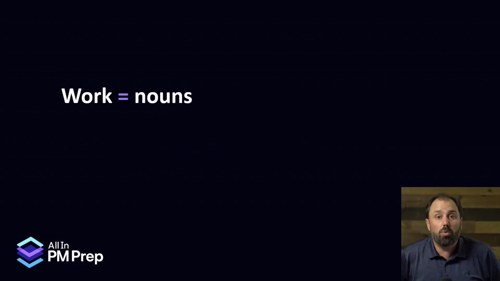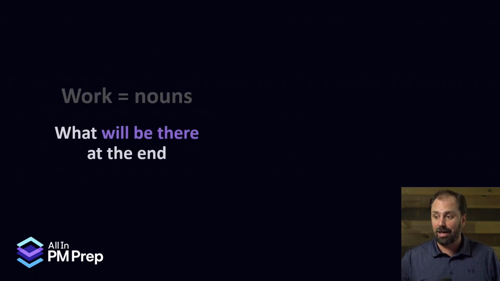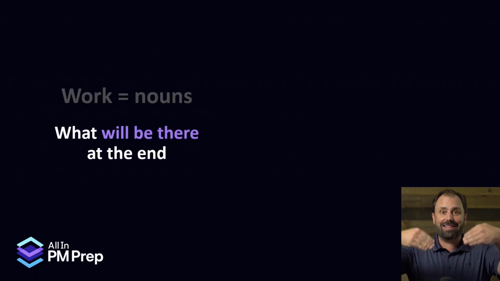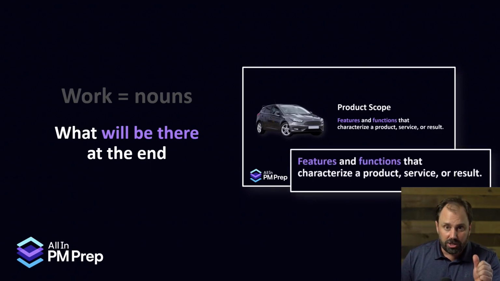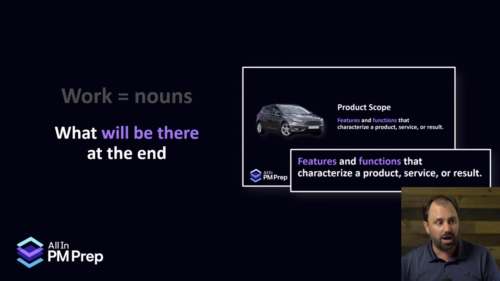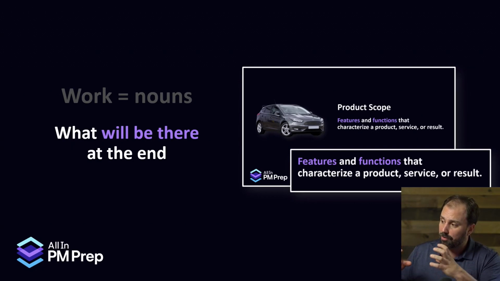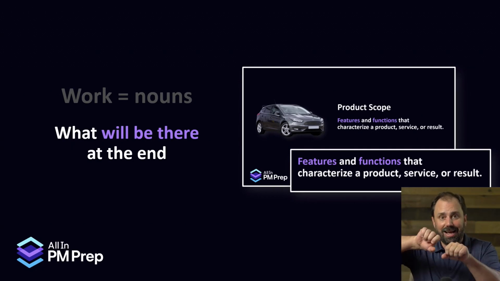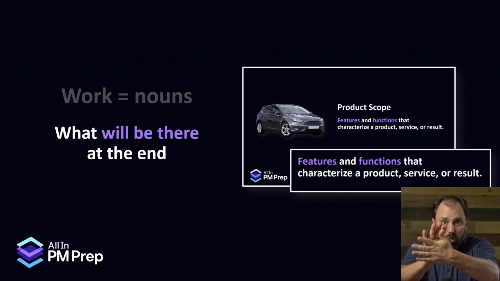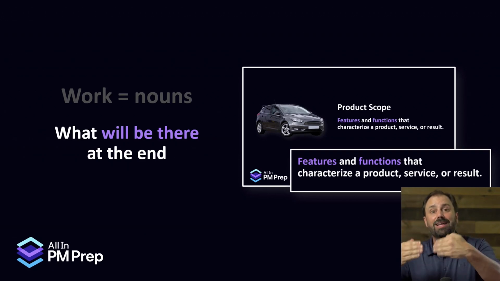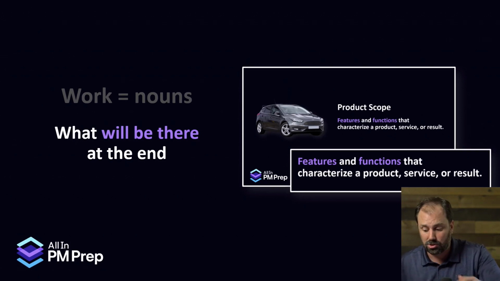Said a different way, work is nouns. A people, place, or thing, right? That's what a noun is. What will be there at the end, okay? Now, if we think about the old car, the product scope, what did it say? The features and functions that characterize a product, service, or result. So it's not the guy has to turn the lug nut or whatever. It's that there is a lug nut that holds on the wheel. So it's what is the done state. That's the work, all right?